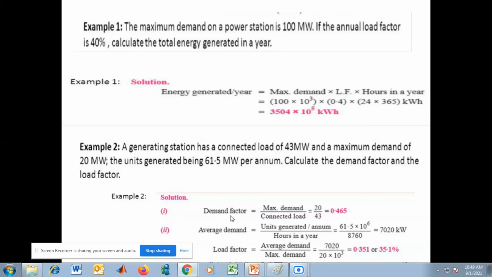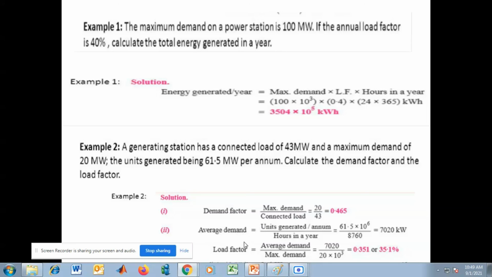We know the formula of demand factor. It is maximum demand by connected load. So maximum demand given in the problem is 20 megawatt and the connected load given is 43 megawatt. So demand factor is 20 by 43 into 100. So it is 20 by 43 equal to 0.465. In percentage it is 46.5%.